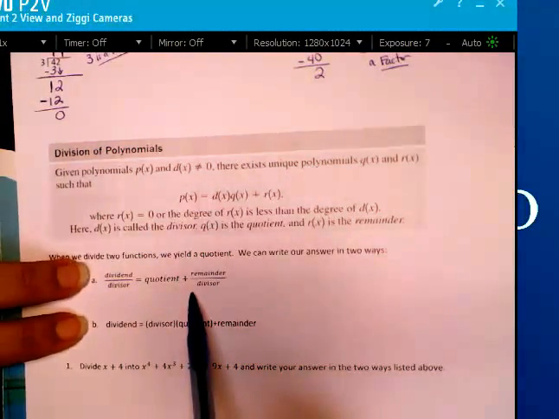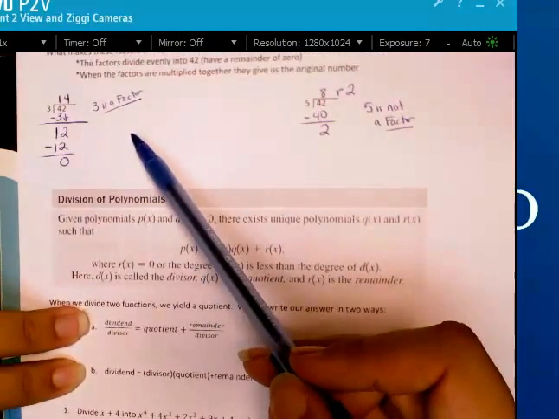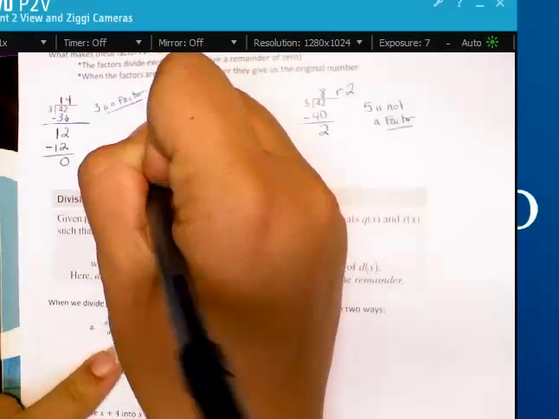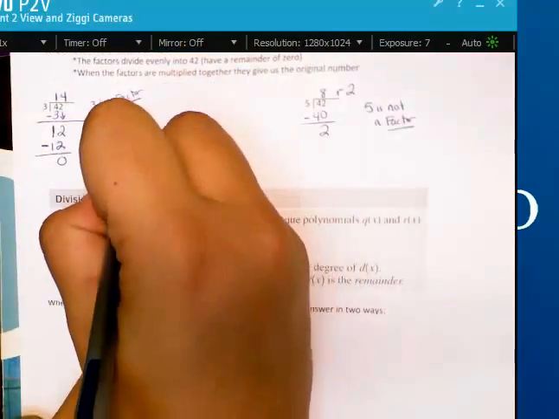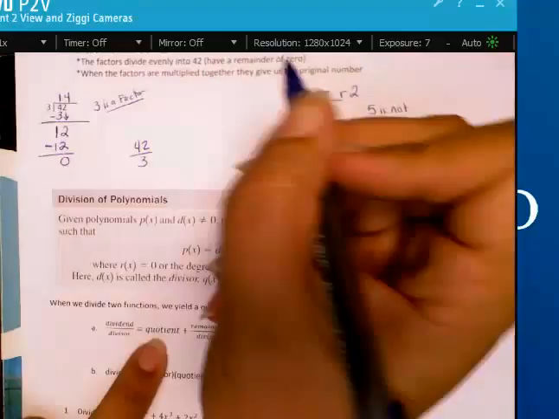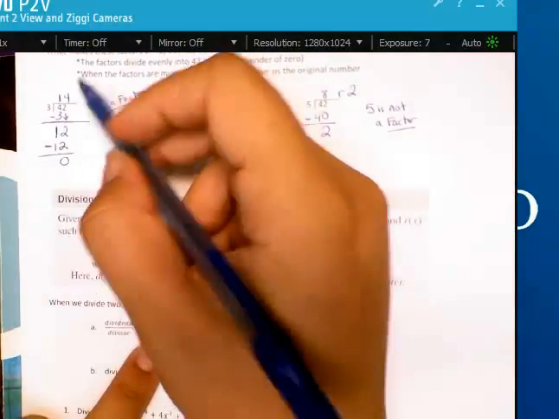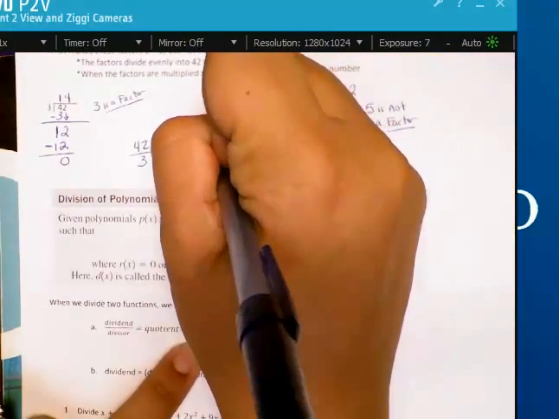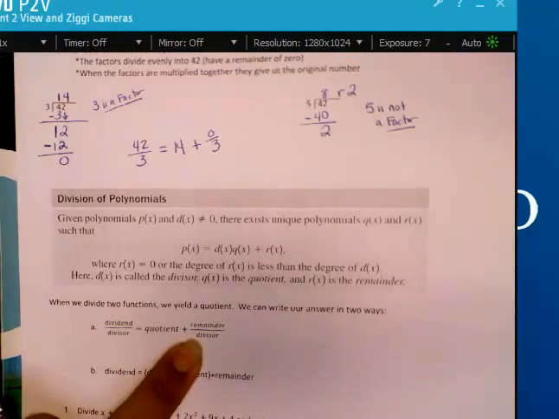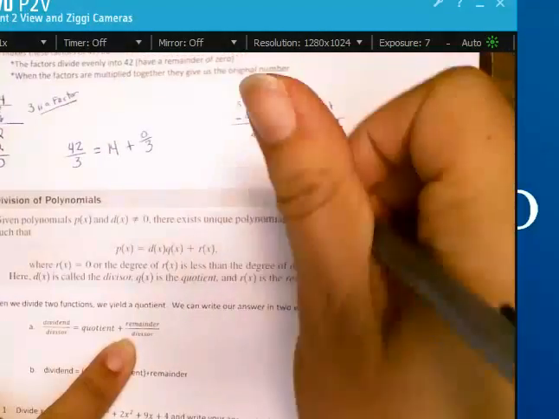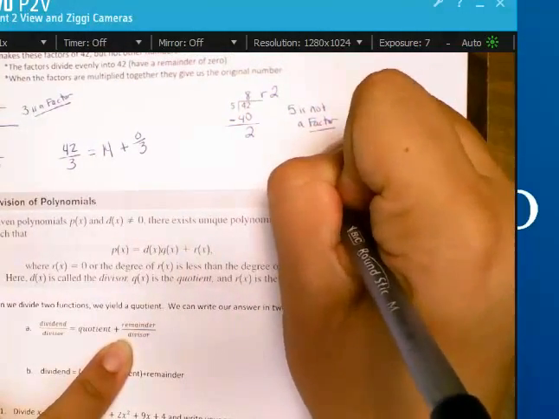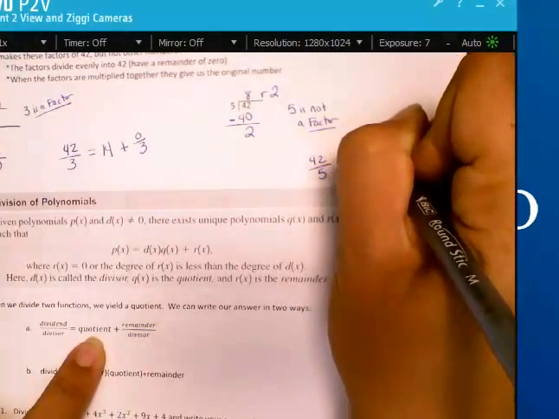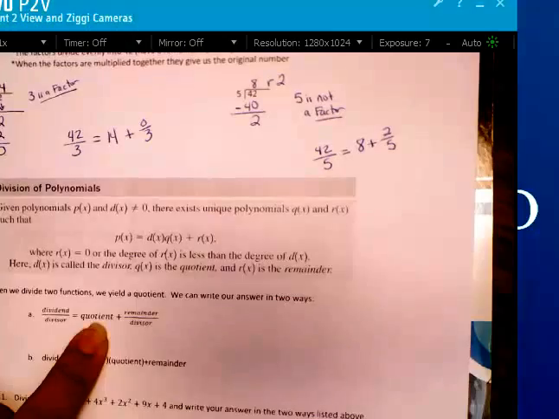So let's practice writing these solutions with what we did up here. We could say that the dividend, 42, divided by our divisor, which in this first problem is 3, is equal to our quotient, which is our answer, of 14 plus a remainder of 0 divided by the divisor. We could write that same thing right over here. So this would be 42 divided by 5 equals our quotient, which was 8, plus a remainder of 2 over 5.